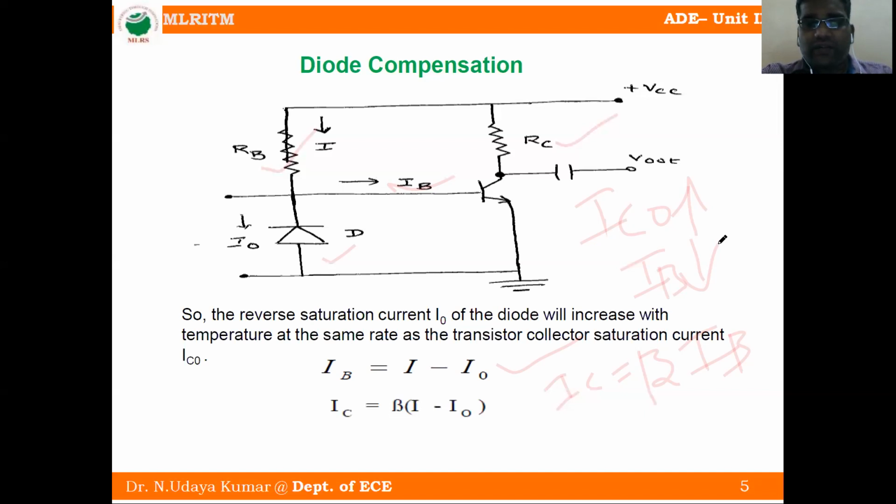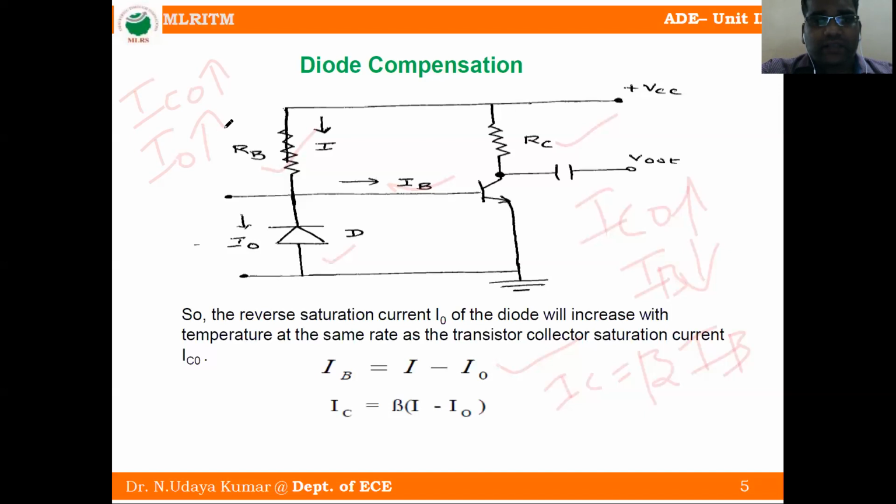I0 of the diode increases, so the base current IB will decrease. So this is our required action. If base current IB decreases, IC0 decreases. So this is a cycle. See, first I will write here. First, IC0: if temperature increases, IC0 increases. At the same time, I0 also increases.